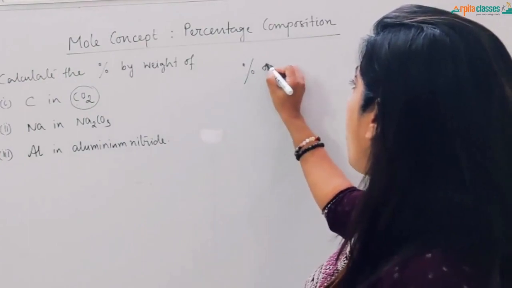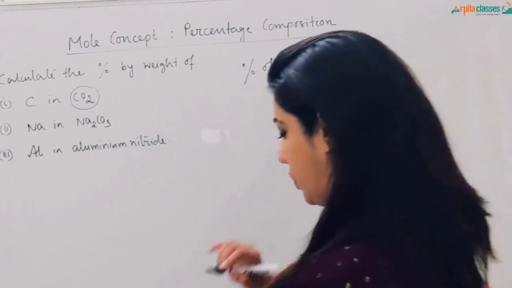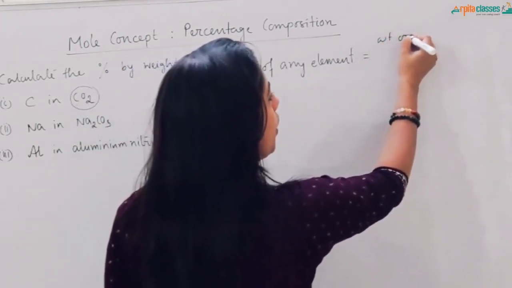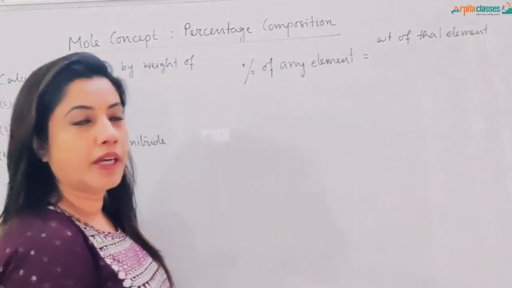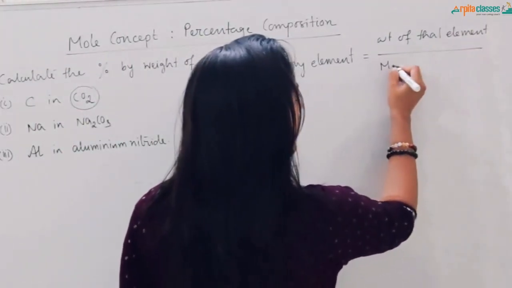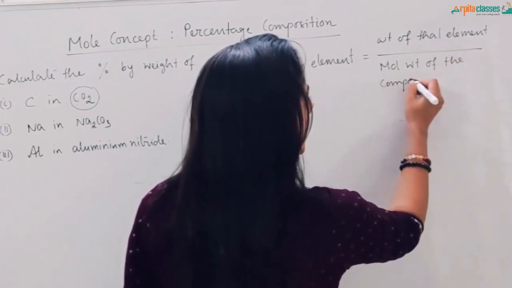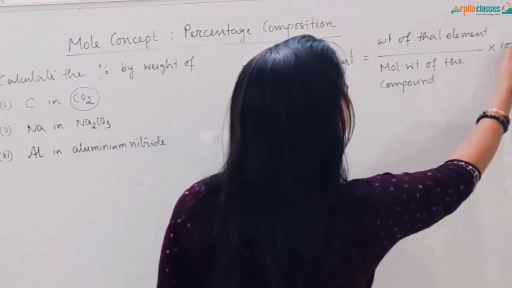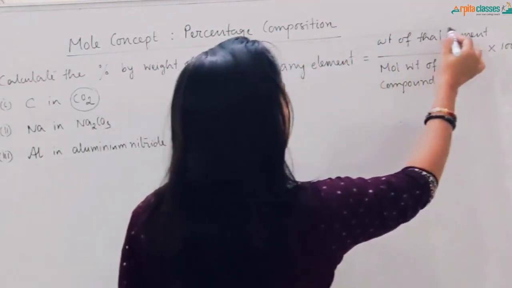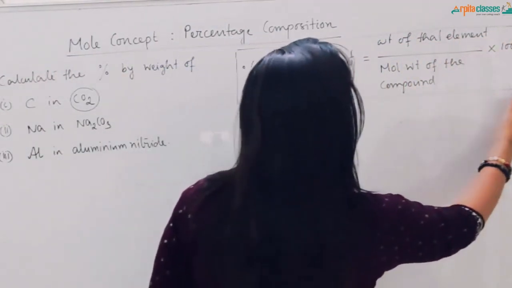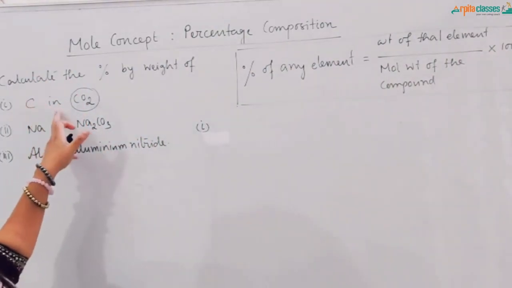The percentage of any element is equal to the weight of that element in the compound divided by the total molecular weight of the compound, into 100%. This is the formula to find out the percentage composition. Now, what does it mean? Let us solve the first question. They are asking what is the percentage of carbon in carbon dioxide.